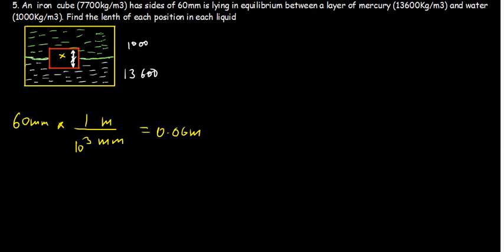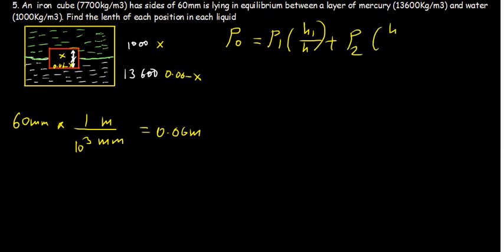So if the portion which is in water is x, then the portion which is in the mercury is going to be 0.06 minus x. So what is in water is x, what is in the mercury is 0.06 minus x. Using the same formula that you've seen in the previous question, density of the object is equal to density of the first fluid times height 1 over the total height, plus the density of the second fluid times height 2 over the total height.